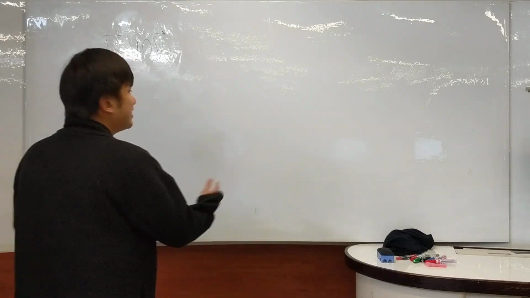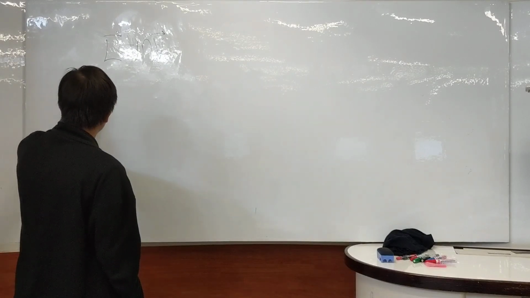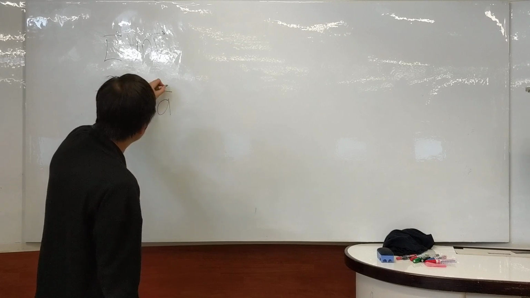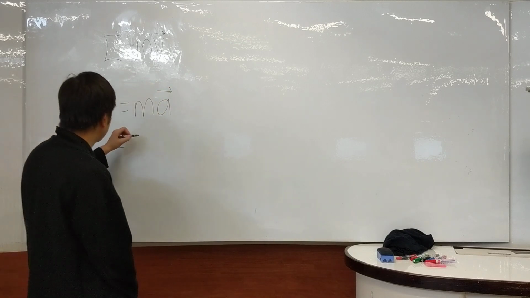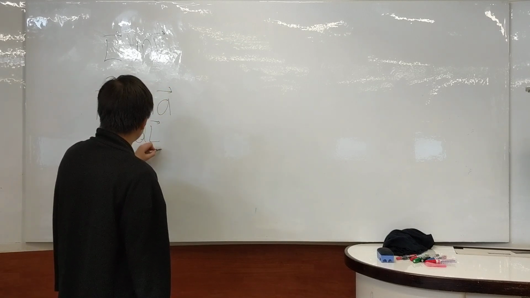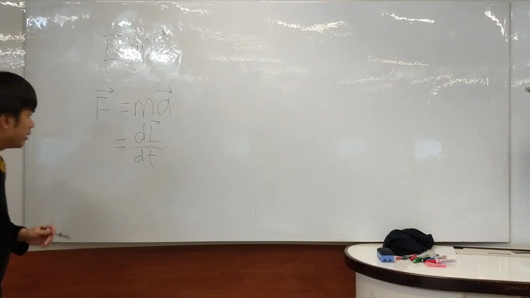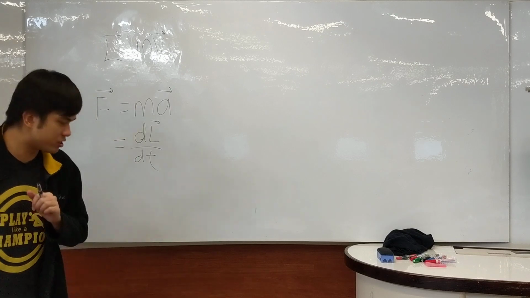According to Newton's second law, we know that force is equal to mass times acceleration, right? And there's actually another form for this. Force is also equal to the rate of change of linear momentum. This is the definition of force. Force is equal to ma, and force is equal to the rate of change of linear momentum.